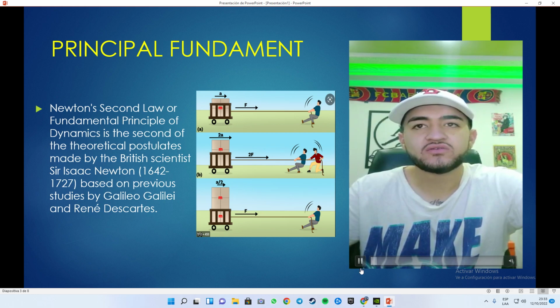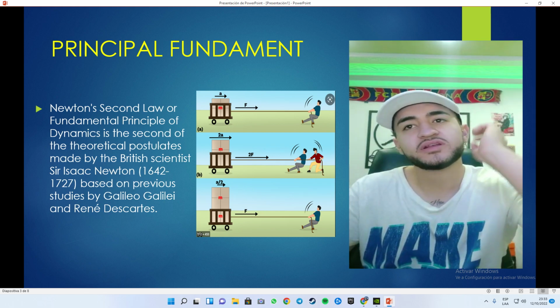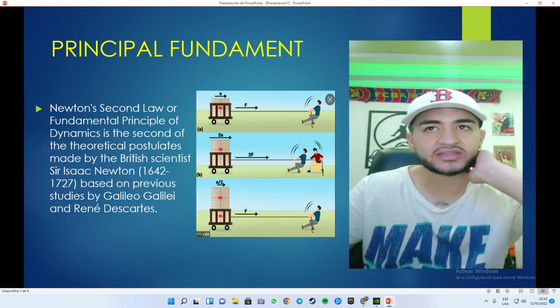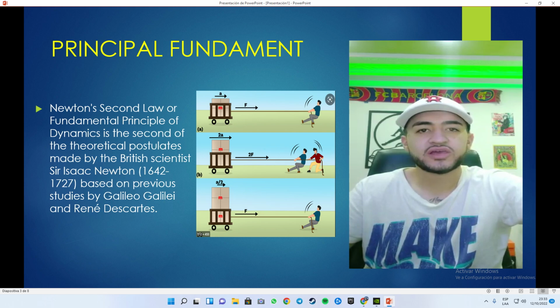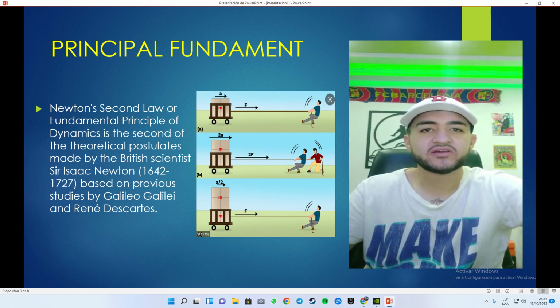Newton's second law, or fundamental principle of dynamics, is the second of the theoretical postulates made by the British scientist Sir Isaac Newton, based on previous studies by Galileo Galilei and René Descartes.